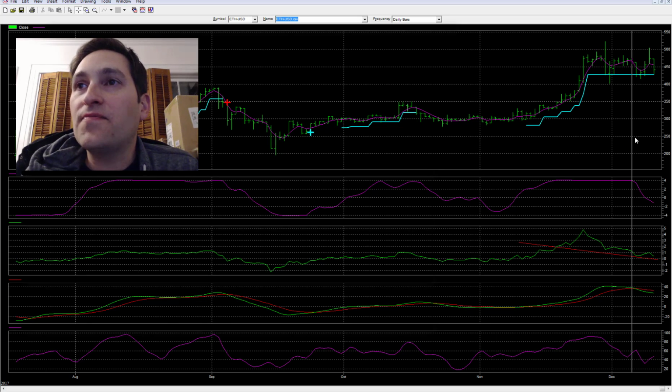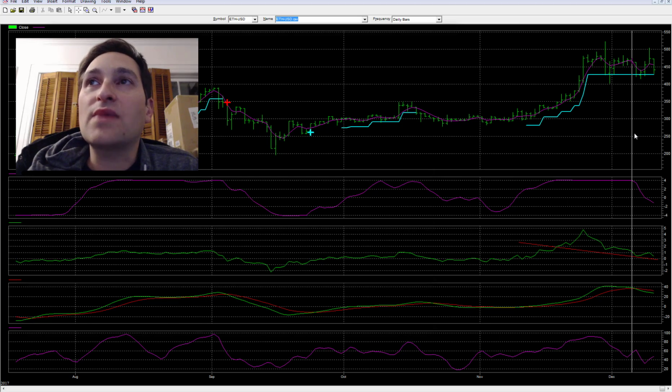So possibly it looks like Ether may be turning the corner. In other words, it may be instituting a new trend. Now, there's a good chance that trend may be down from this point, or it just may be in a range of consolidation. Right now, the market's gone sideways for quite some time.